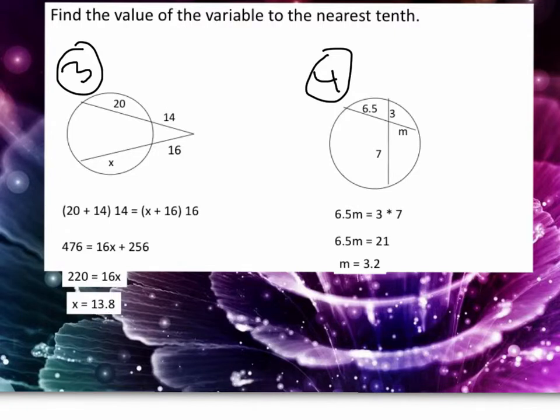For number 4, this is the example for the first theorem. Okay, this is the first theorem here, which says that we're going to multiply 3 and 7 and set that equal to 6.5 times m. So we set that up here, and then we solve for m, and m equals 3.2.